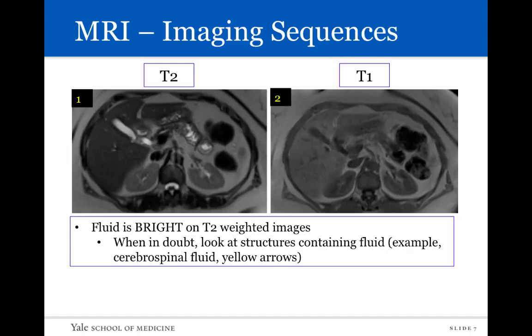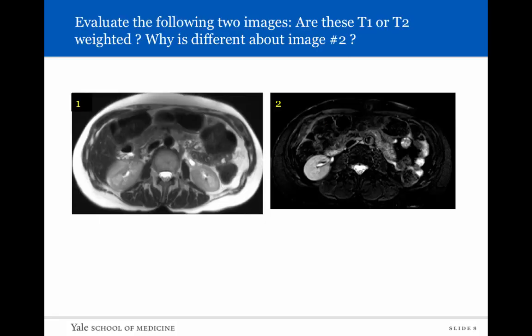We can also look for other structures that contain fluid, such as the gallbladder, which contains bile, which is just simple fluid here, as well as the bowel, which contains fluid as seen in the jejunum over here. How about these two images? Are these T1 or T2 weighted? What is different about image number 2?